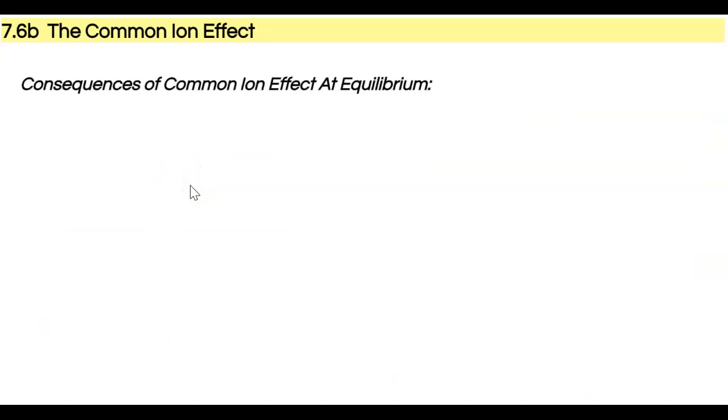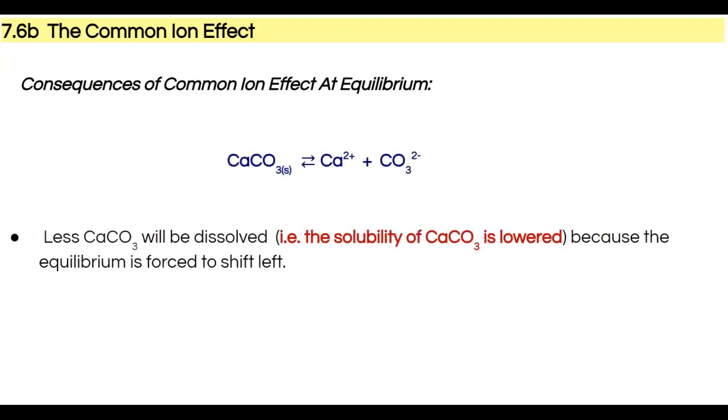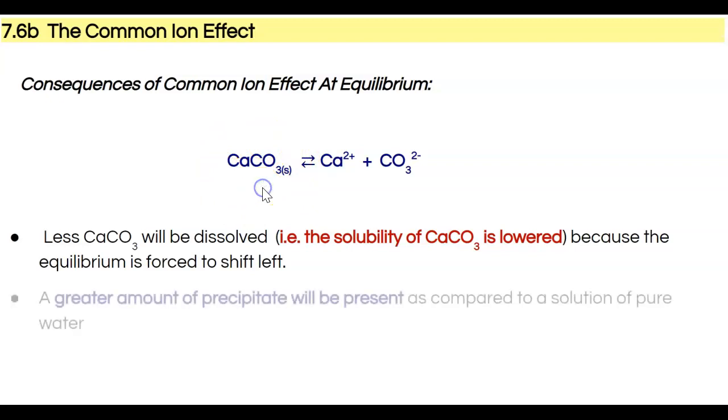Okay, so let's keep talking about this. The consequences of the common ion effect at equilibrium are this. We're going to be able to dissolve less calcium carbonate in solution. In other words, by adding a common ion, we cause the equilibrium to shift so that there's more of this precipitate present. So calcium carbonate, less of it will be able to dissolve as a function of that. And we'll see more precipitate, right?